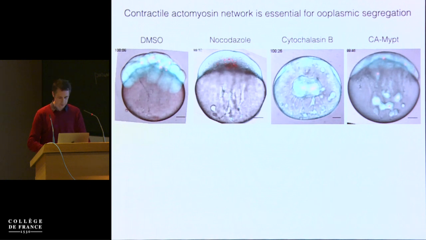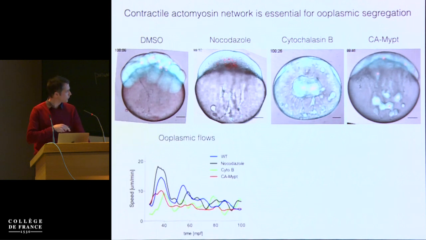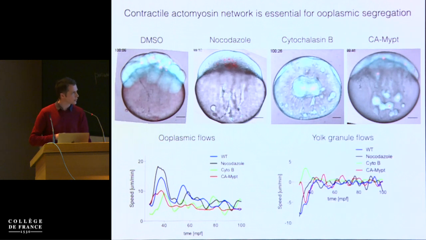So that indicates, and this is just a quantification of what I told you, here we're looking at ooplasmic flows. Blue is the control line, the untreated oocyte. Interfering with microtubules doesn't do very much to it, but interfering with actin or myosin reduces the amplitude of these flows. And the same you can see here if you're just looking at yolk granule flows. Essentially, the take-home message is that what really matters for these flows is actin and myosin, and microtubules are actually not required. You can get rid of them.